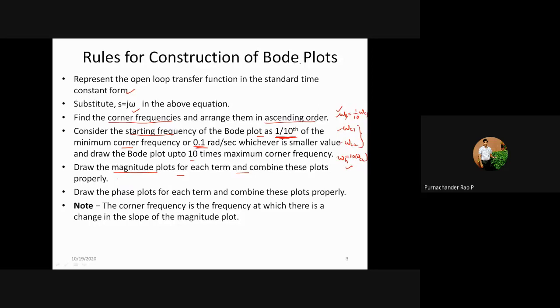So the Bode plot consists of two plots. One is the magnitude plot, and the next one is the phase plot. So we need to draw the magnitude and phase plots. After drawing the magnitude plot, we need to draw the phase plot. We'll see how to draw this. The corner frequency is the frequency at which there is a change in the slope of the magnitude plot. So the magnitude plot slope changes at particular frequencies.